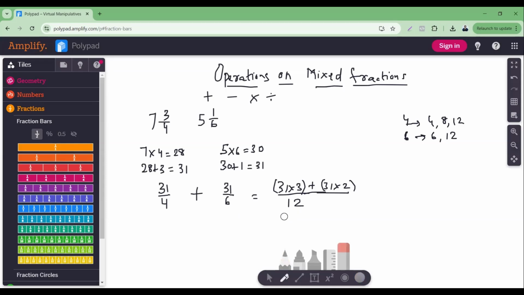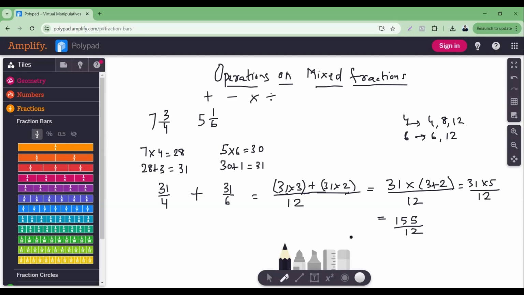Why am I not multiplying yet? One of the calculation techniques I've long used as a student is that whenever big numbers are coming, I won't multiply; I'll try to see if there is a pattern. Now look at this, 31 times 3 and 31 times 2 looks like our distributive property, right? It is 31 times (3 plus 2). So I get it very simple: 31 times 5, only one multiplication by 12. That gives me 155 by 12. This is how the addition goes.